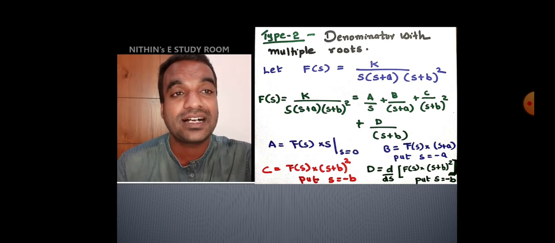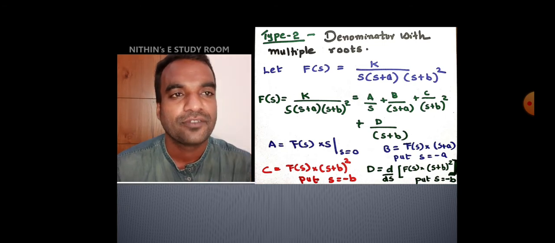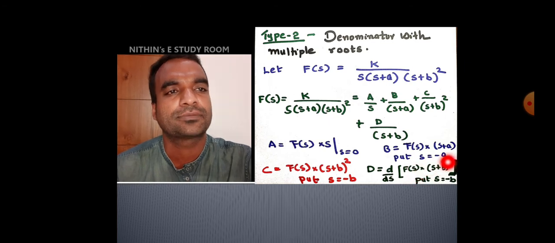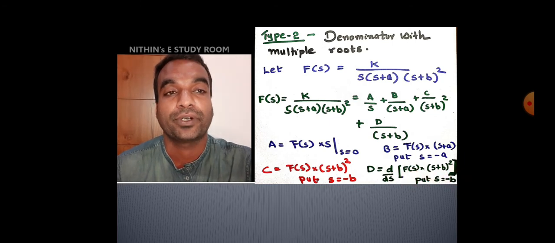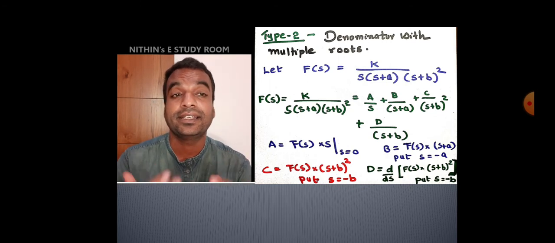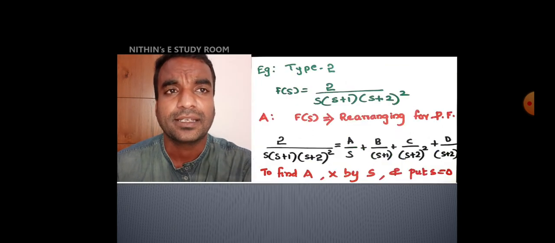But for the last term, the D term, there is a small twist. For finding D, you have to multiply F(s) with (s+b)^2, just like you have done for C, but you have to differentiate that entire term. So D = d/ds of [F(s)(s+b)^2], and put s = -b. So additionally, a differentiation step is there. So we can take an example.